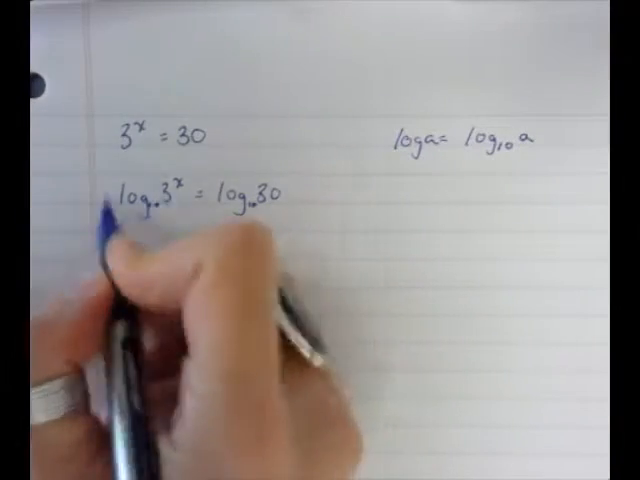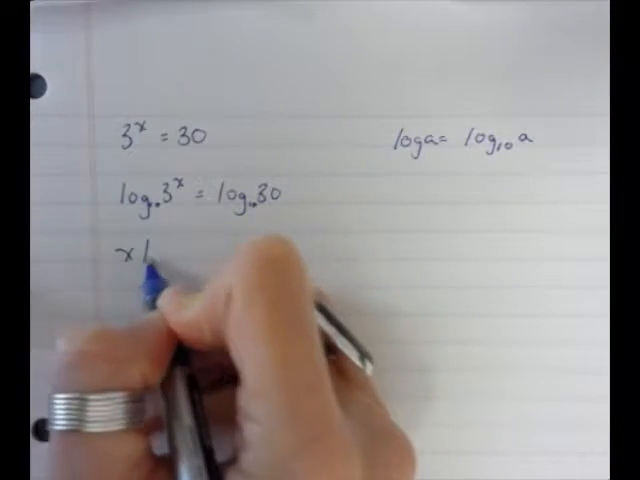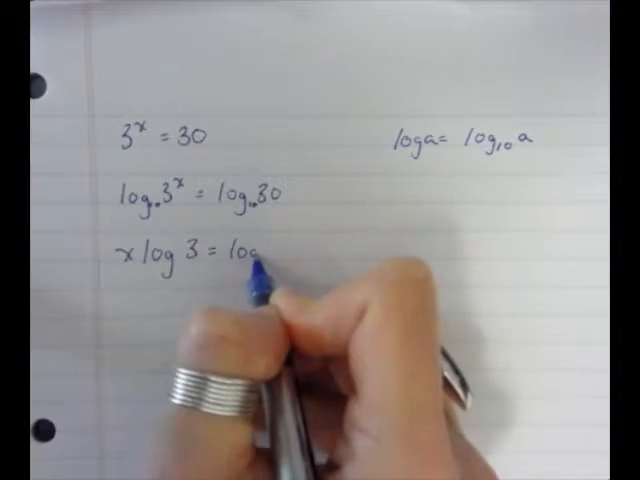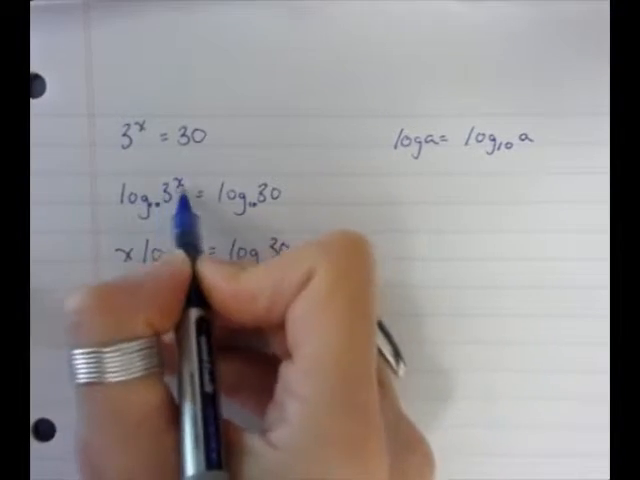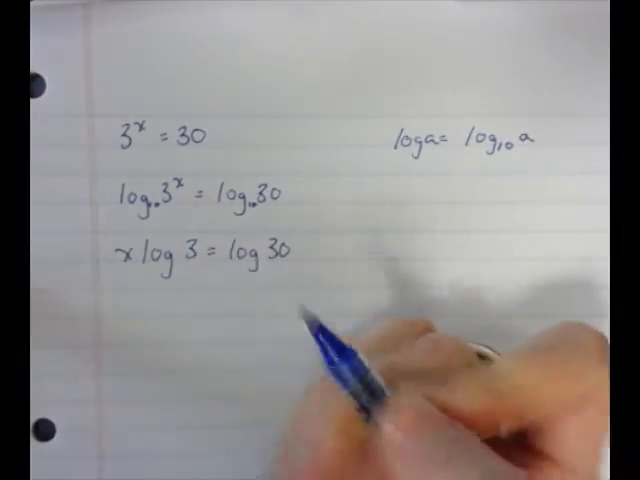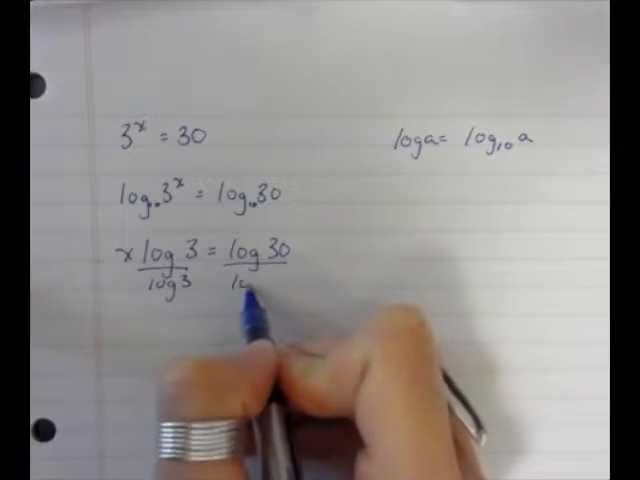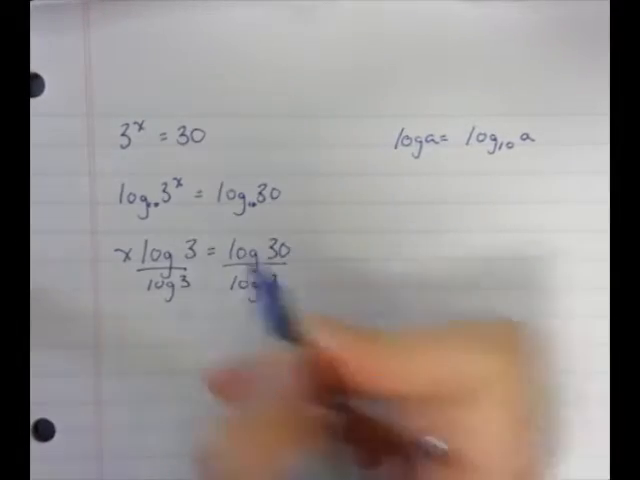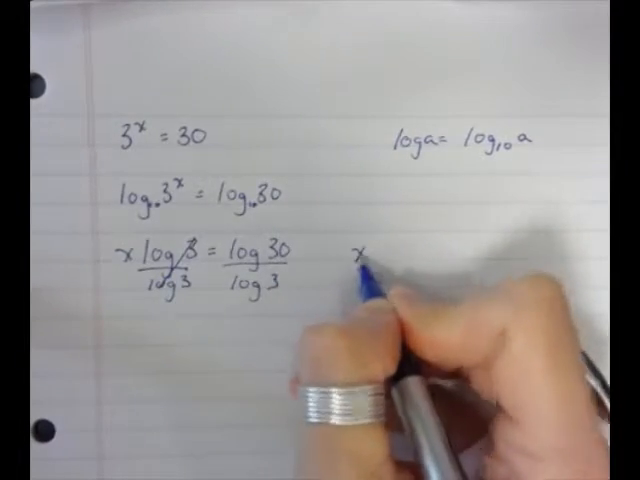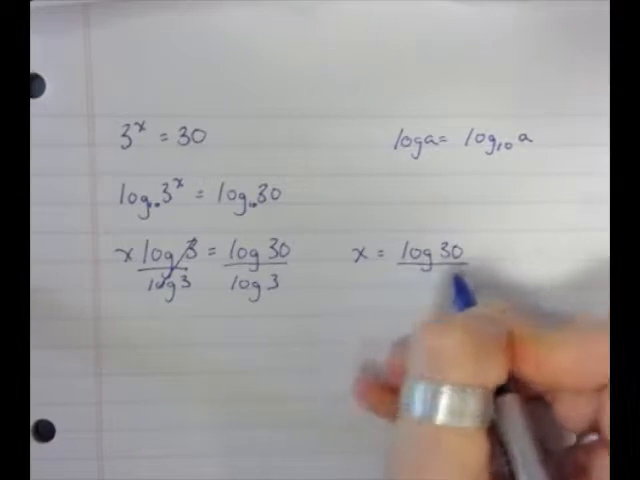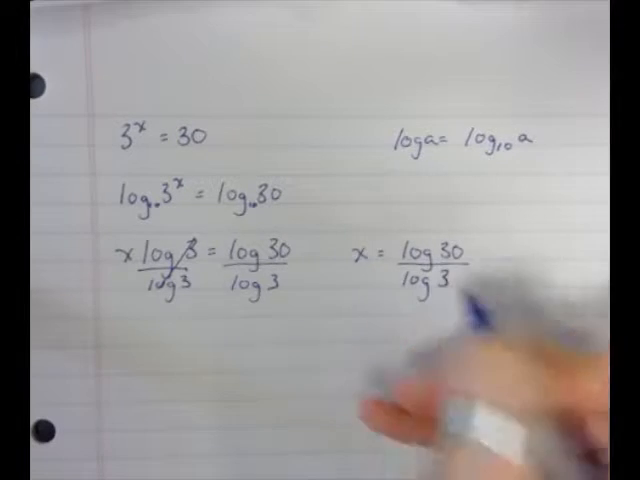So once I get this done, I can use my laws, because when I have the exponent, I bring it out front, it's multiplication. I divide everything through by log 3, right? So when all is said and done, I get x equals log 30 over log 3.